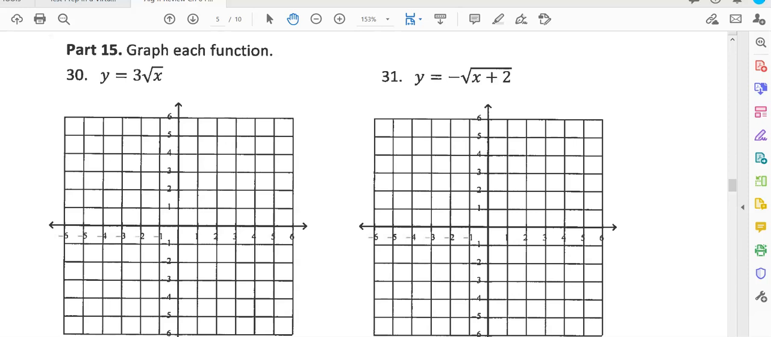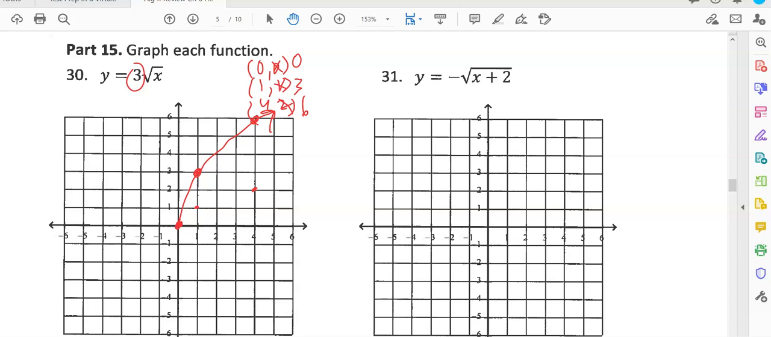Graph each function. If you know the parent graph for this one, you know (0, 0), (1, 1), (4, 2) are the 3 points. We're multiplying those 3 points by 3. So let me just write those out: (0, 0), (1, 1), (4, 2). If I multiply the y values by 3, that's going to be 0, 3, and 6. So (0, 0) is a point on my new graph, (1, 3) is a point on my new graph, and (4, 6) is a point on my new graph. Looks something like this. It goes up and to the right.